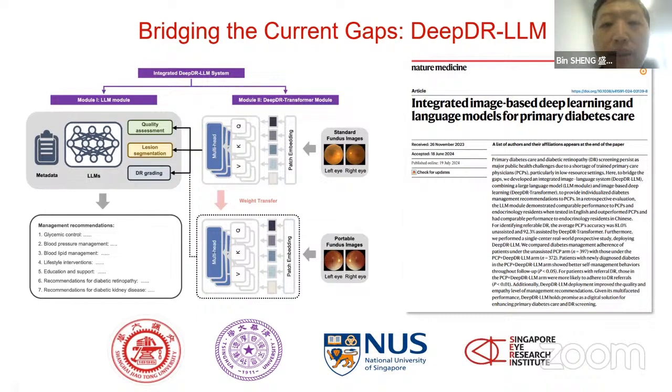This system has two modules. Module one is the large language module, which we call the LLM module. This module provides individualized management recommendations for patients with diabetes. Module two is the DeepDR transformer module. This module is like a traditional image deep learning module, giving image quality assessment, lesion segmentation, and DR grading from the standard or portable fundus image for each patient.